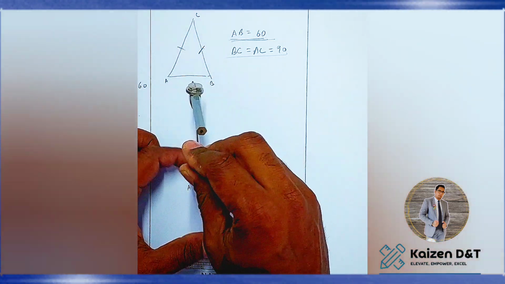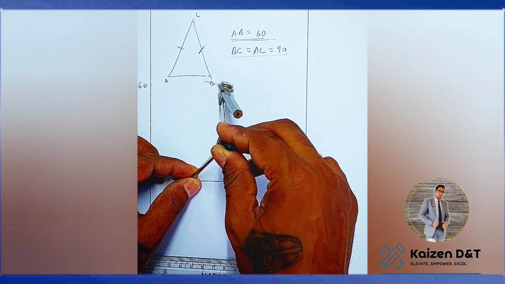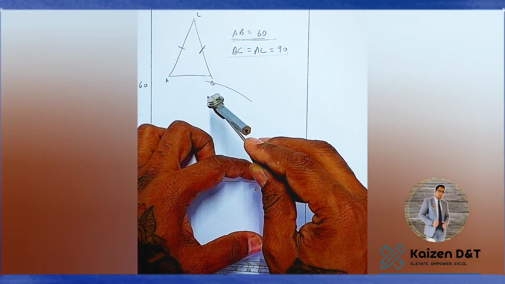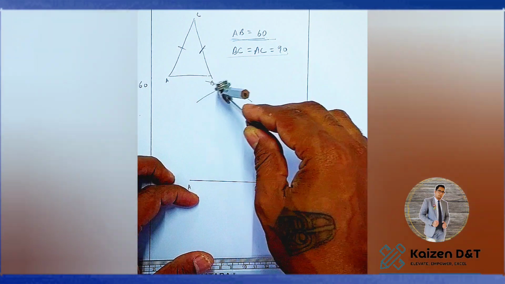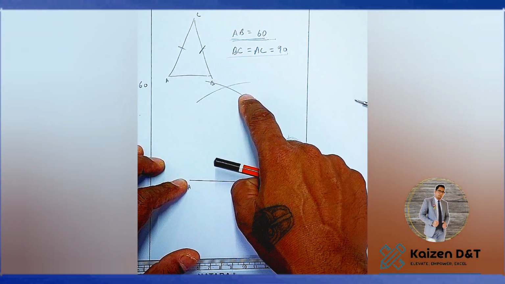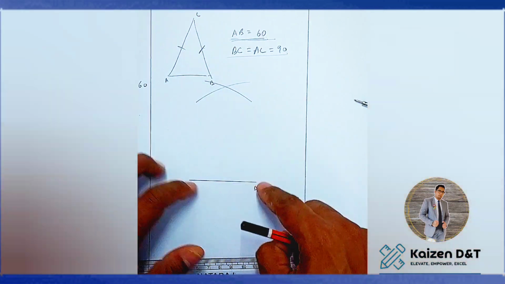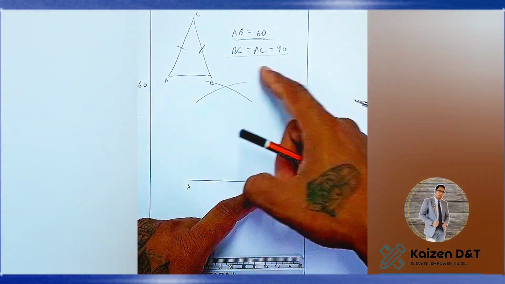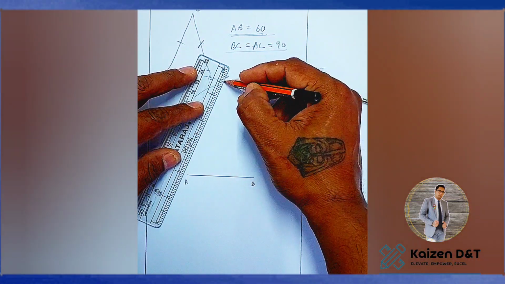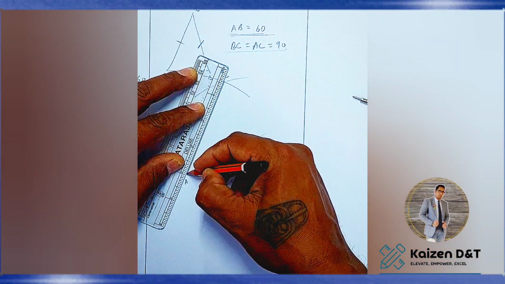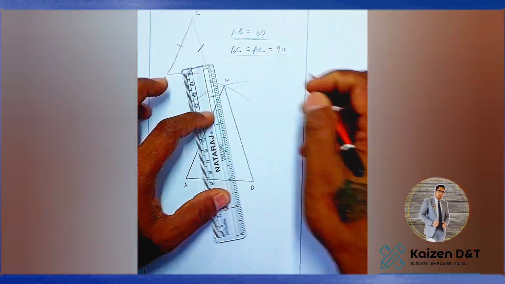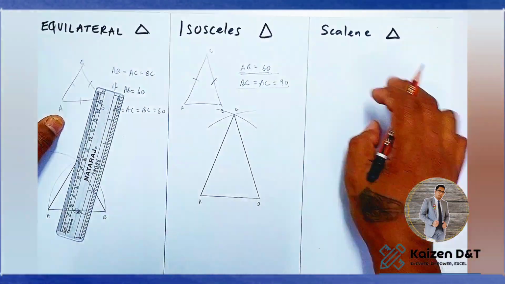Like this. So from point A, we know the distance is 90 millimeters, and from B the distance is also 90 millimeters. So the distance from A to C is 90, and the distance from B to C is 90. Where these two arcs intersect, we draw the lines like this. So this is our isosceles triangle. Now the last one is a scalene triangle.